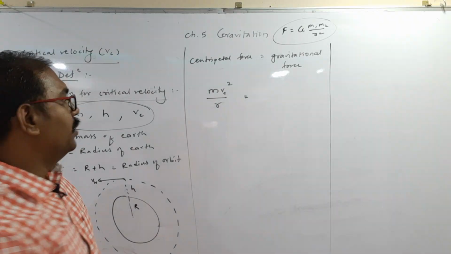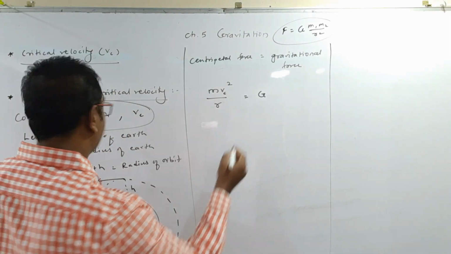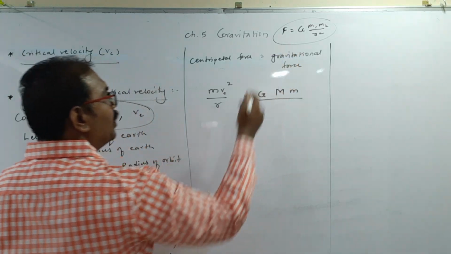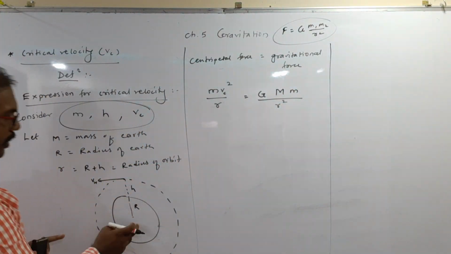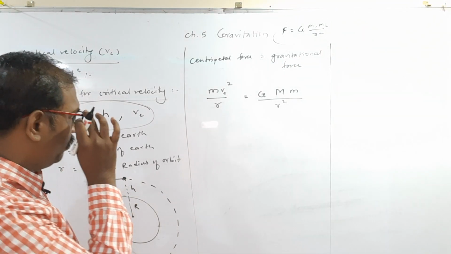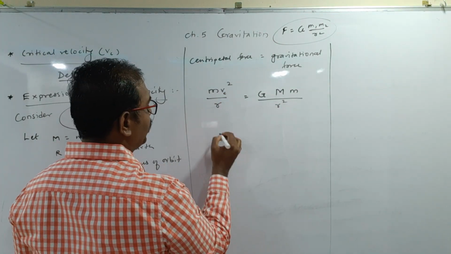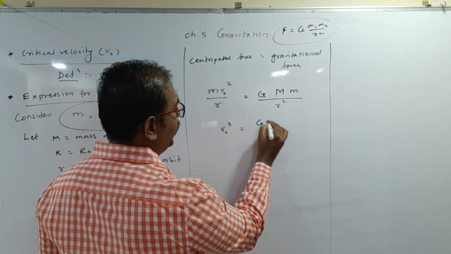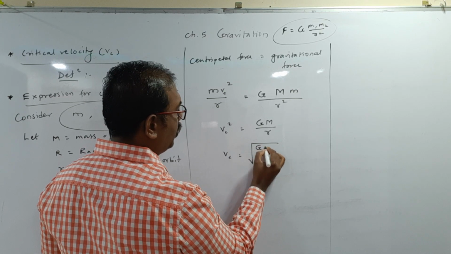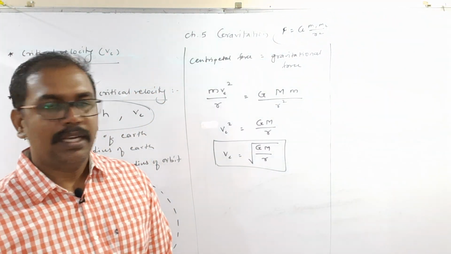Here I write G. Mass of the first object, m1, is earth, capital M. Mass of the second object, the satellite, is small m, divided by r square. r means the distance between these two. You can see the satellite is here and earth is here. We have to measure the distance from the center. Now I can cancel the common terms: one r from r square, and m gets cancelled. So we get the formula for vc square equals GM divided by small r, or I can write the formula of vc as under root GM divided by r. And this is the expression for critical velocity.